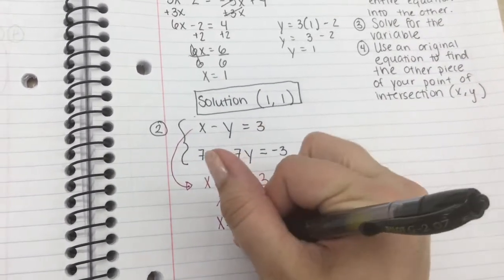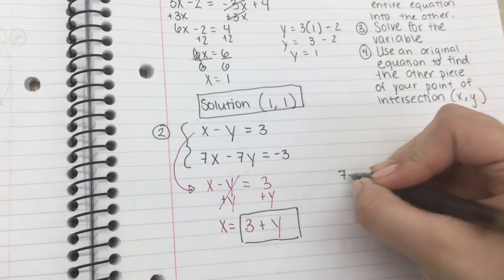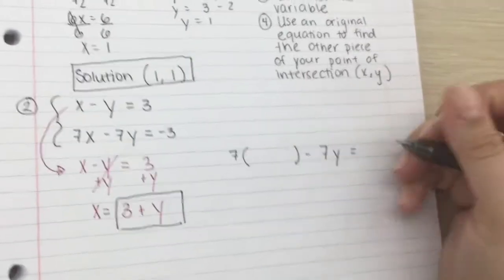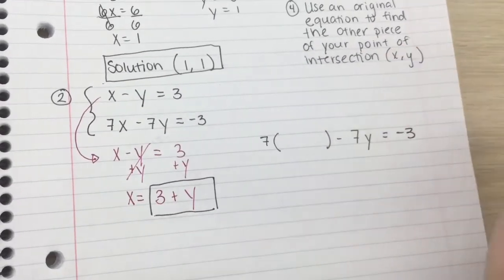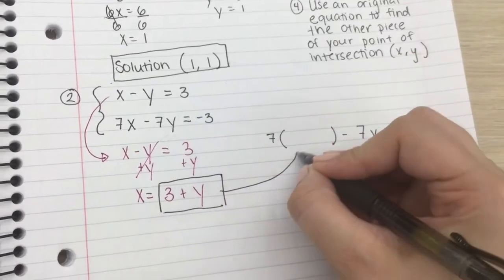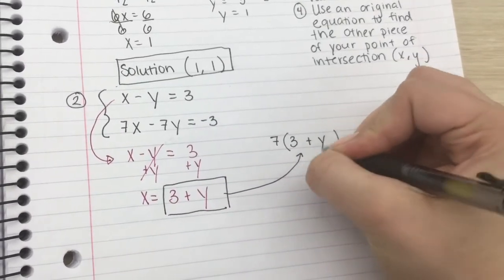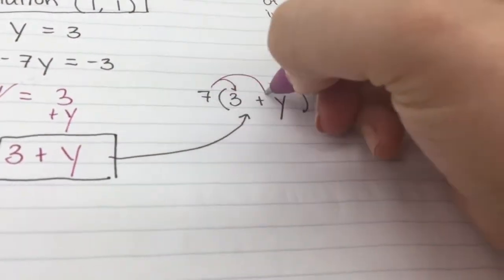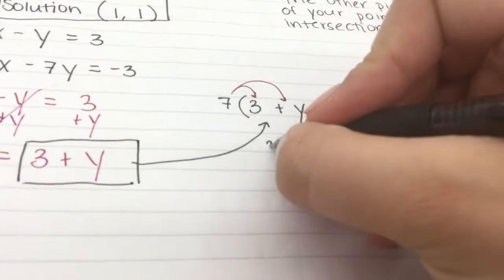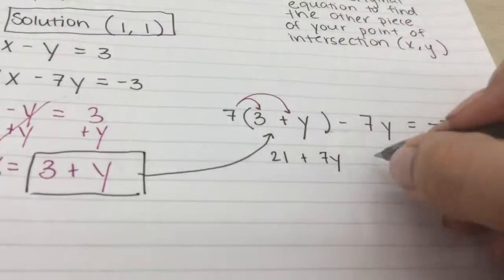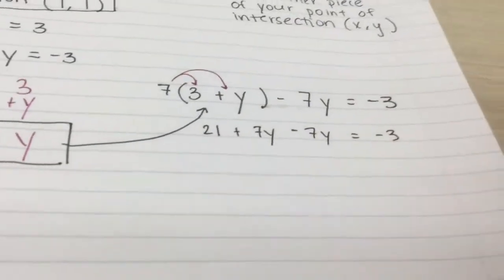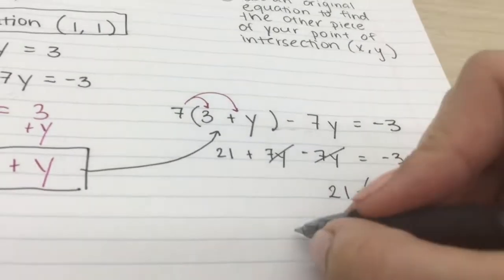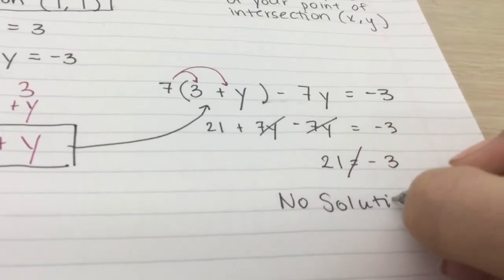I'm going to rewrite that 7x minus 7y, but instead of writing x, I'm going to put a set of parentheses because I'm going to substitute what x is equal to into that set of parentheses. So here I'll plug that 3 plus y into the equation. I'm substituting that expression into the other equation. And then I just simplify. So 7 times 3 is 21, and 7 times y is 7y. I should also notice that 7y minus 7y adds up to 0. So all I'm left with is 21 equals negative 3, which is not true, which gives me no solution.